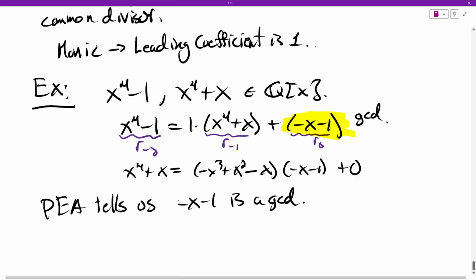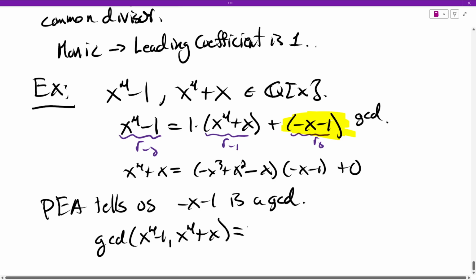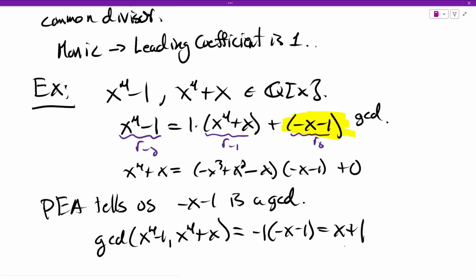The GCD would require the leading coefficient be a 1. So we can remember, if we multiply through by a unit, it's still a GCD. So what we're going to do is say the GCD of x to the 4th minus 1, comma, x to the 4th plus x is, well, how do we make the leading coefficient a 1? We multiply through by a negative 1. So that's x plus 1. So this is the unique monic associate of what the Euclidean algorithm spits out.